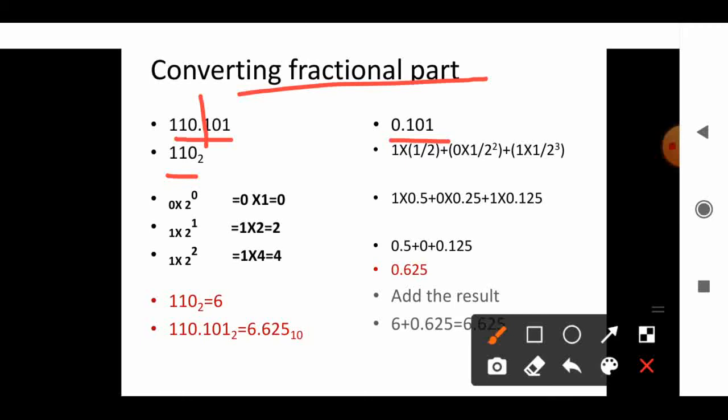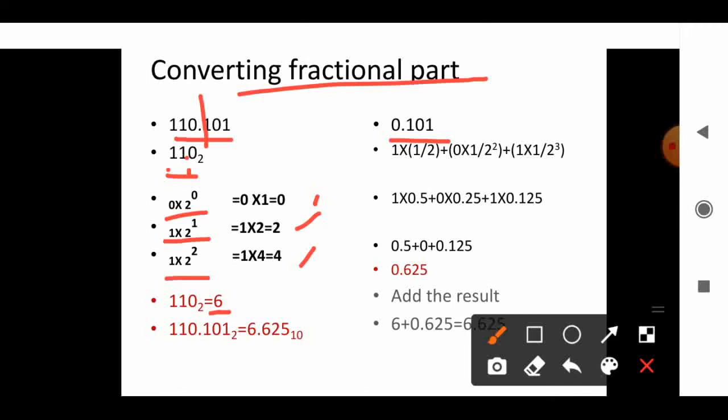First you take the leftmost bit, which is 0. That is 2 power 0. The next bit is 1: 1 into 2 power 1. The next bit is 1: 1 into 2 power 2. So you find the results and finally add them. What is the decimal value of binary number 110? Number 6. Now we want to convert the fractional part.